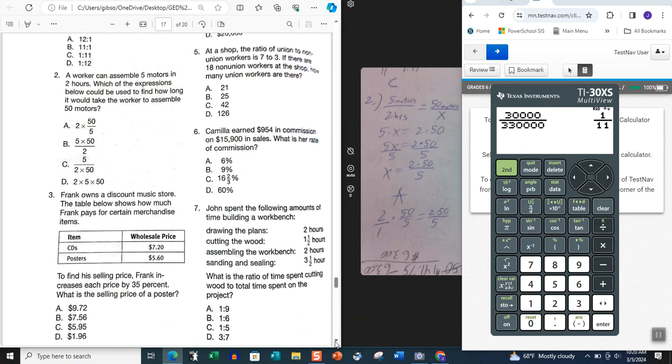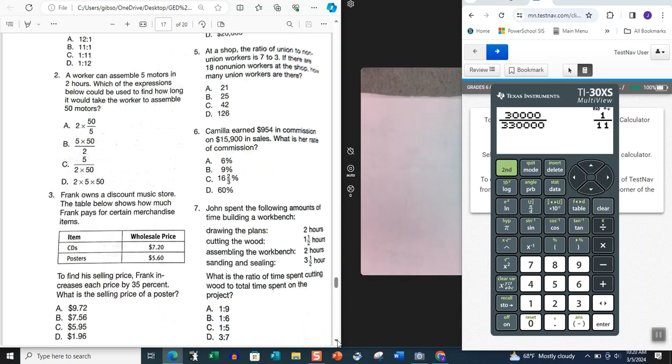Okay, now we scroll down here to problem number 3. It says, Frank owns a discount music store. The table below shows how much Frank pays for certain merchandise items. It says to find his selling price, Frank increases each price by 35%. What is the selling price of a poster?